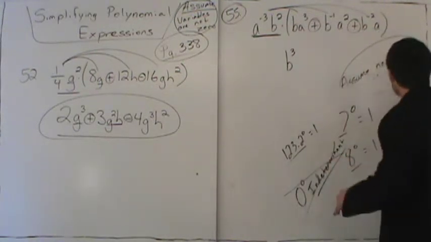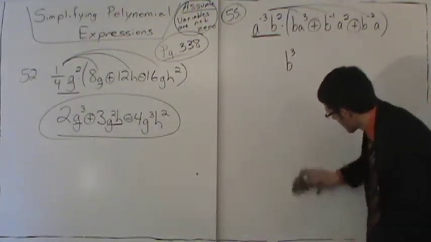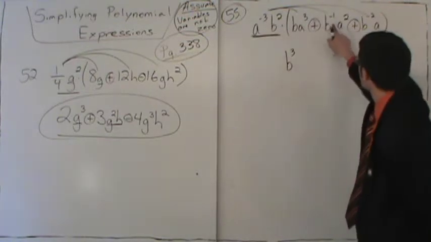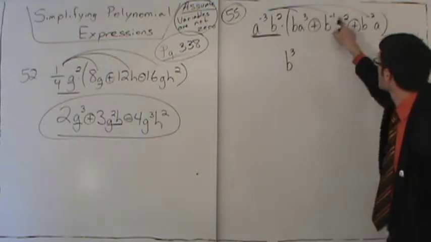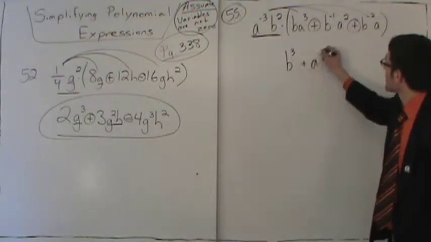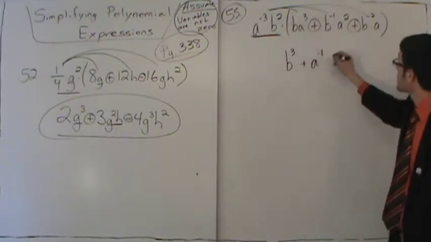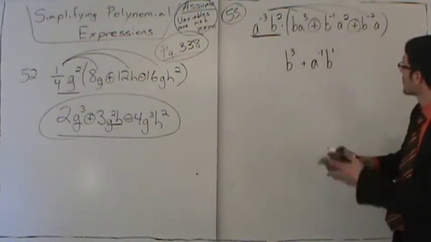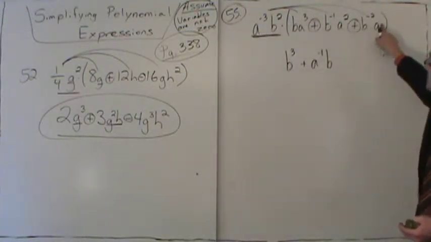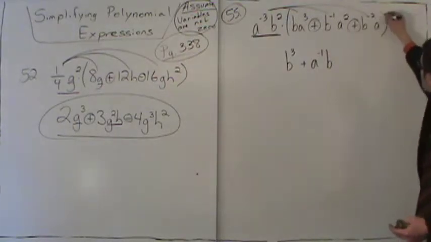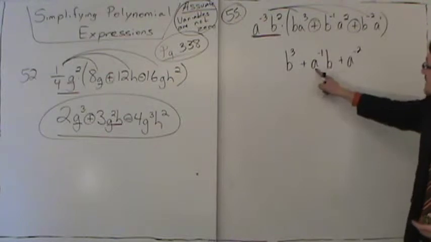Now, next, we look at a to the negative 3 b squared times b to the negative 1 a squared. So a to the negative 3 times a squared, adding the exponents, negative 3 plus 2 gives a to the negative 1. And b squared times b to the negative 1, add 2 plus negative 1 gives 1, so we get b to the first. We don't have to write the 1, so we just get b. Now, a to the negative 3 times a. Okay, so negative 3 plus the assumed 1. Negative 3 plus 1 is a to the negative 2. Notice that I'm putting the variables in alphabetical order.